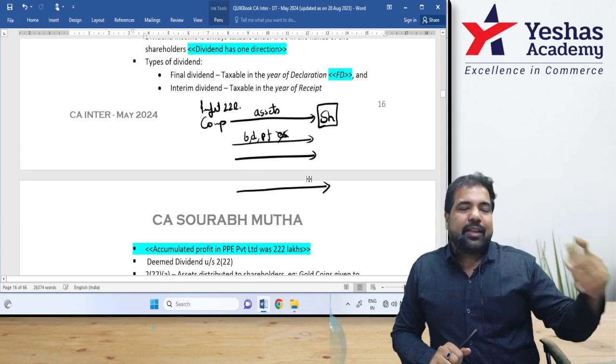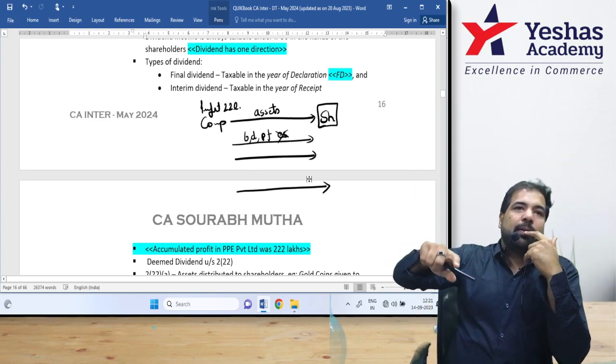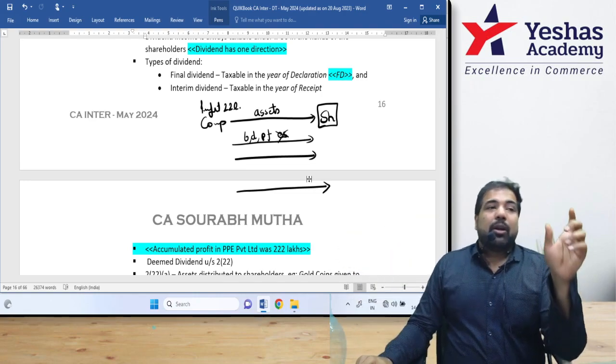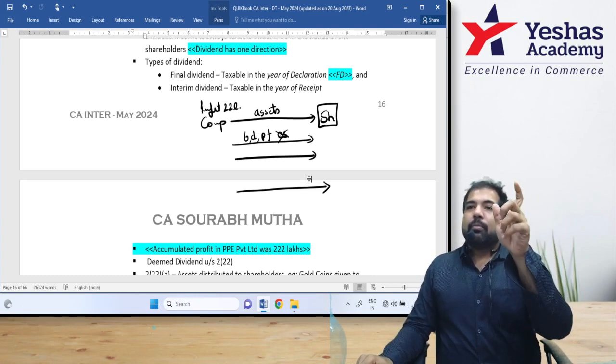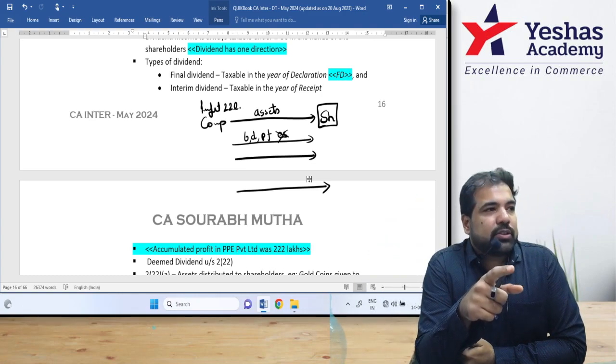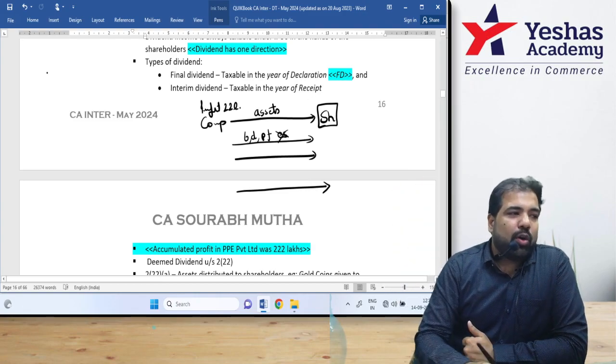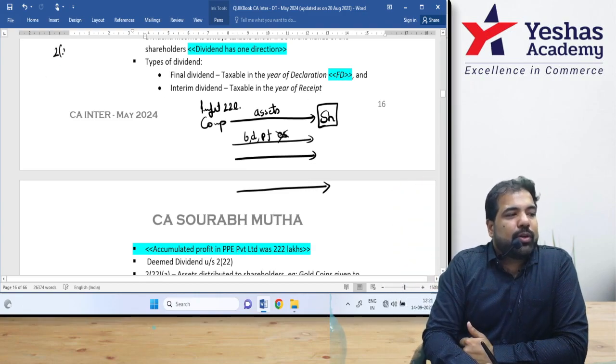A, B, C, D. In every case, who had the money? Company. Who's got the money? Shareholder. So it will be taxed as deemed dividend, but remember only up to accumulated profit. What if the company has losses? Then it won't be taxed. Only up to profits. This applies to all companies, but the last one, 2(22)(e), is here.